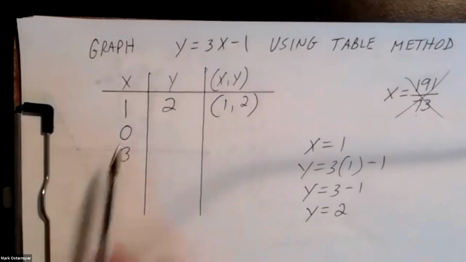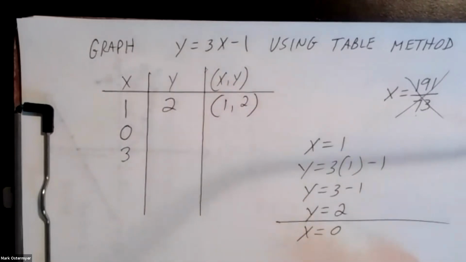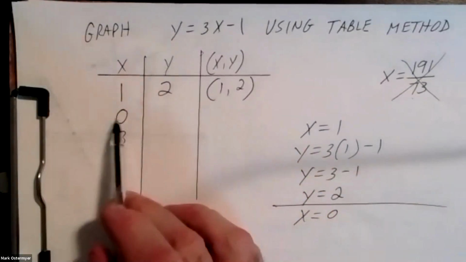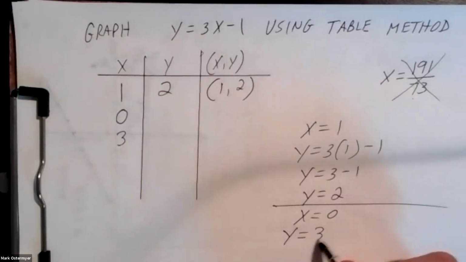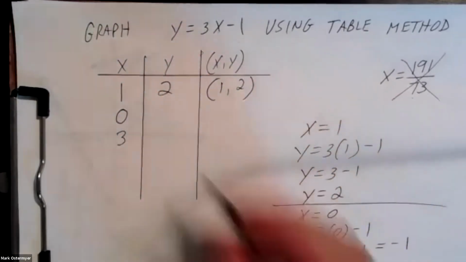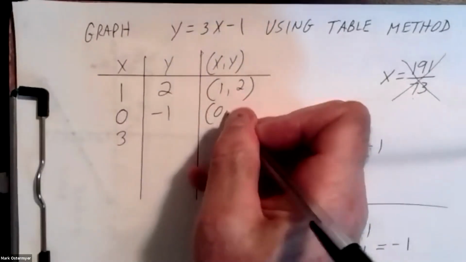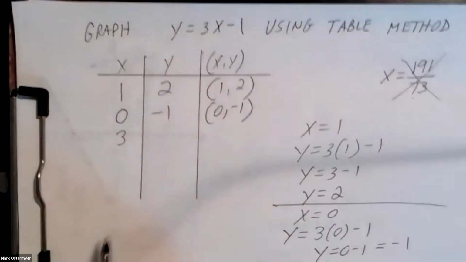We found one. Let's let X be 0 next. If X is equal to 0, we have to find Y. Take 0, substitute it in for the X variable, and your equation now is Y is equal to 3 times 0 minus 1, which means Y is 0 minus 1, which means Y is negative 1. So (0, -1) is another ordered pair solution to that equation.